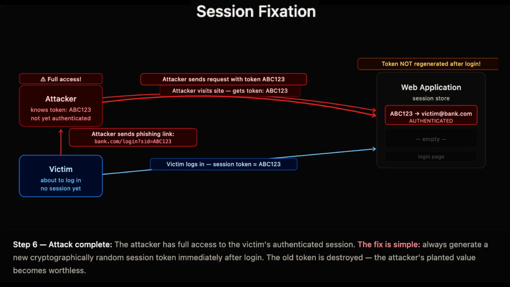The attacker then sends a request to the server with token ABC123, the same token they've known all along. The server looks up ABC123 in the session store and finds it maps to the victim's authenticated account. Full access granted and no password needed.